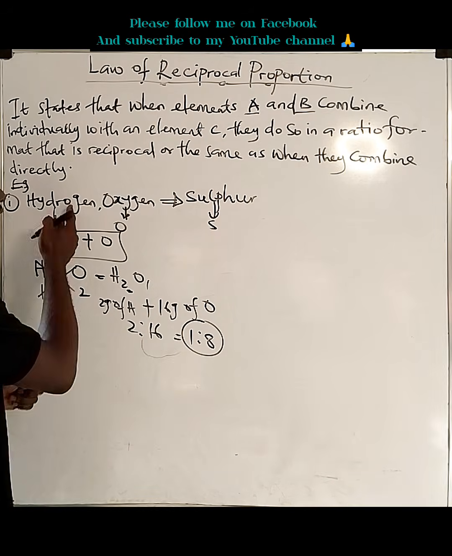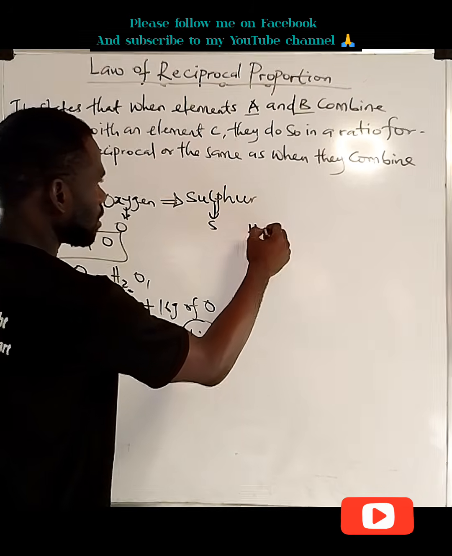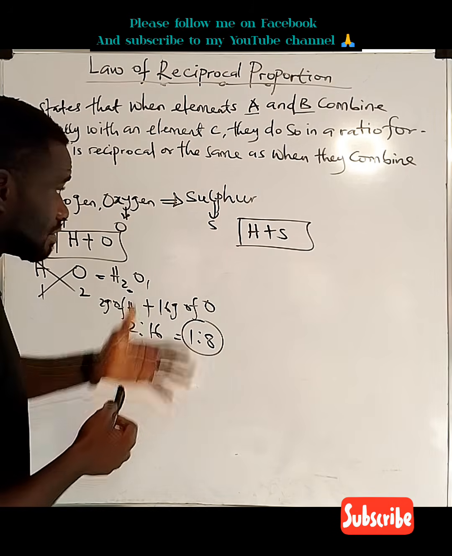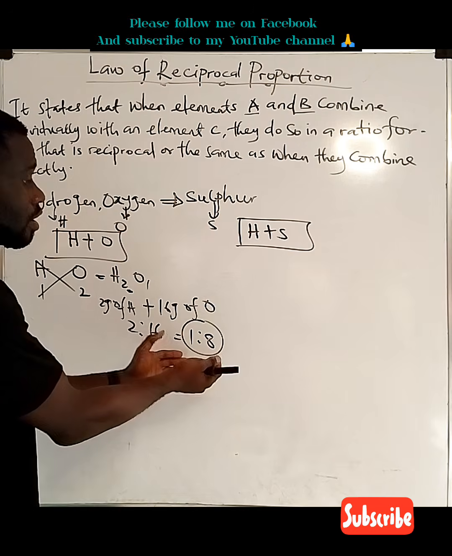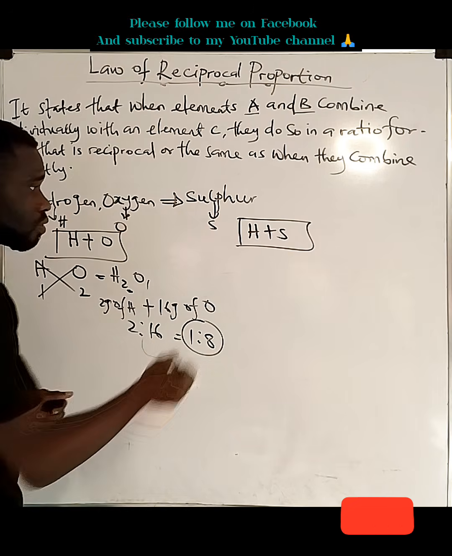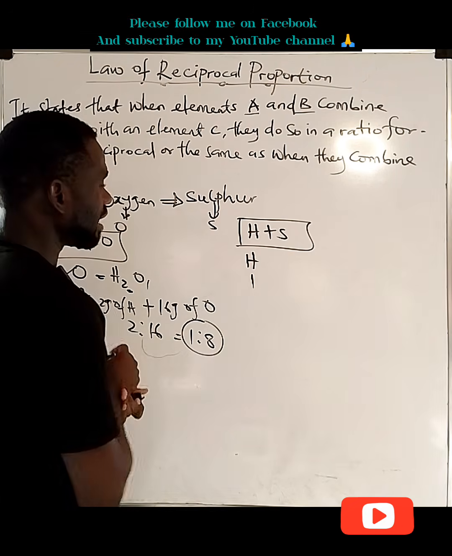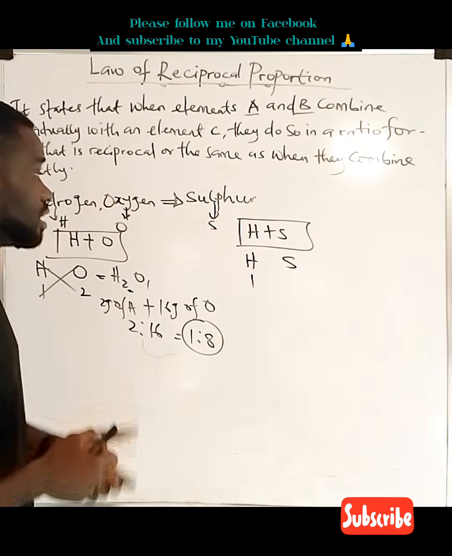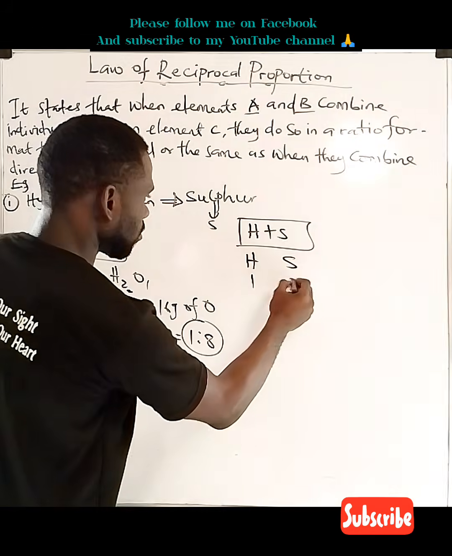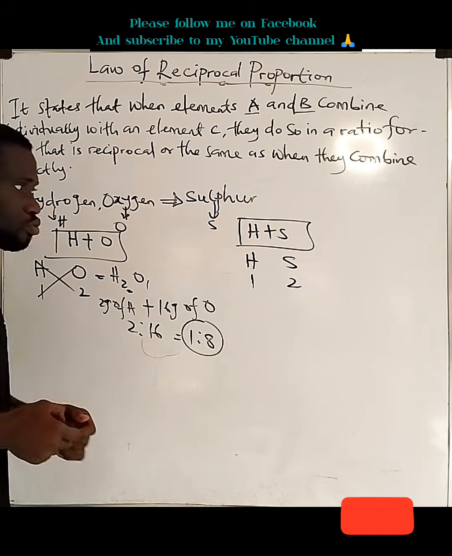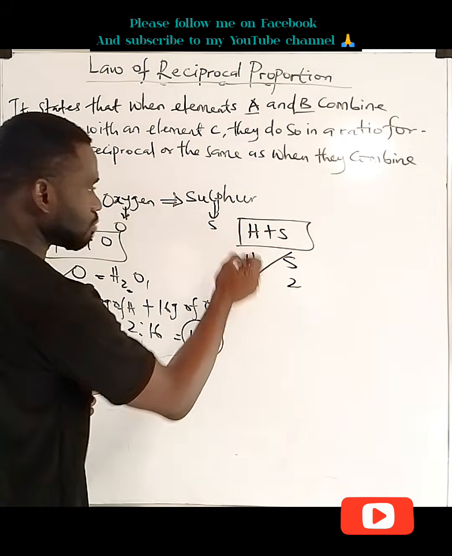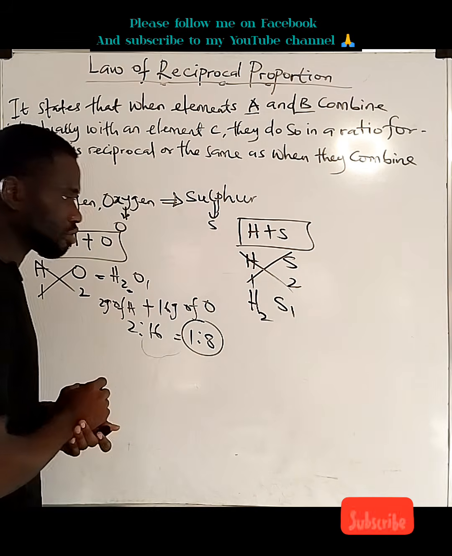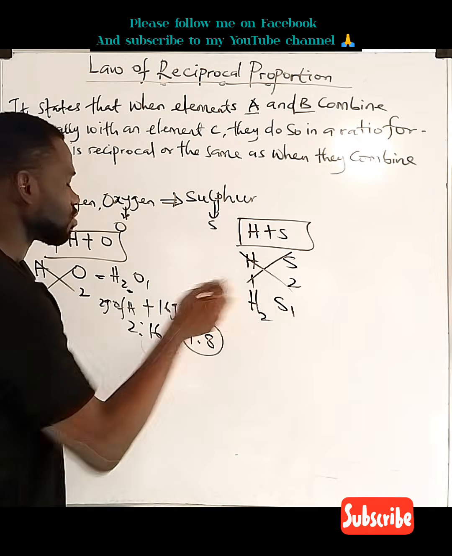Let's interpret that. Hydrogen and sulfur combining. Let's see if they combine individually with element C. Then we compare them. Let's see if they're going to get the same ratio of combination. So hydrogen plus sulfur. Hydrogen has valency 1. Sulfur has different kinds, but the sulfur we're going to be dealing with now is just the sulfur with valency 2. So what do we have? We cross multiply. You have H2 and S1. That's what we have. So H2S1, this is hydrogen sulfide.